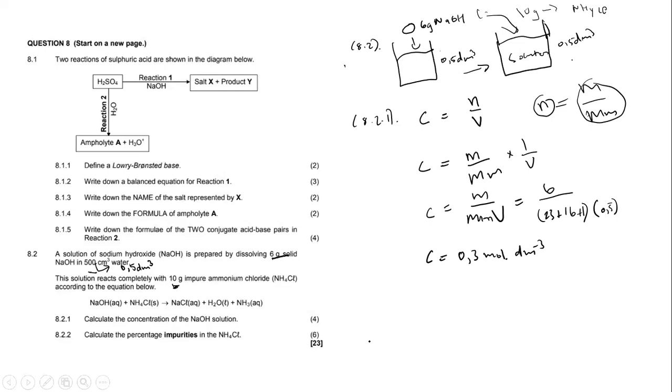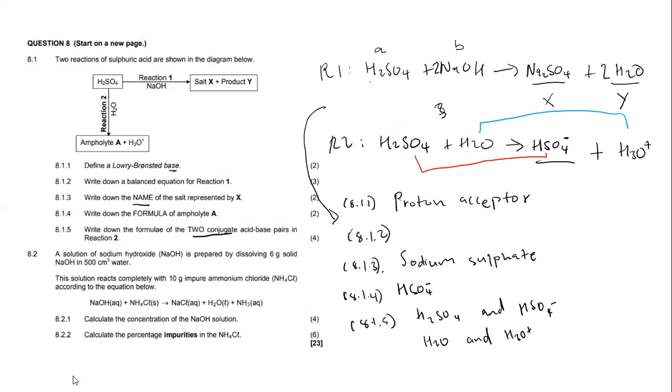Now we move to 8.2.2. It says to us, calculate the percentage impurities in NH4Cl for 6 marks. How I love to calculate this is I calculate the percentage purity first. Okay, I'll show you how.